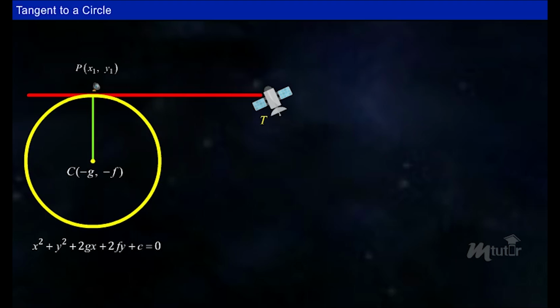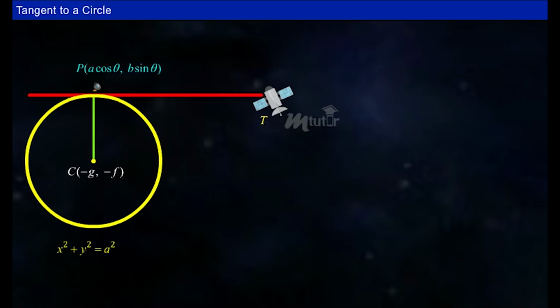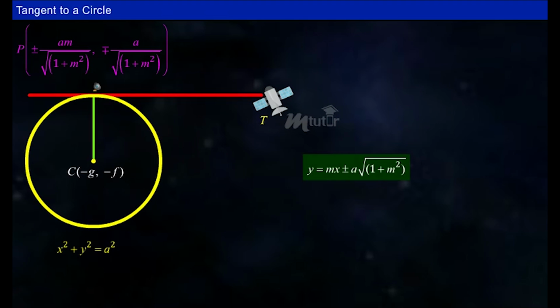If we consider the equation of the circle at the point as shown, then the equation of the tangent can be written as shown on the screen. This equation is called the parametric form of the tangent equation. Similarly, if the equation of the circle at the point is as shown, then the equation of the tangent can be written as shown on the screen. This equation is called the slope form of the tangent equation.